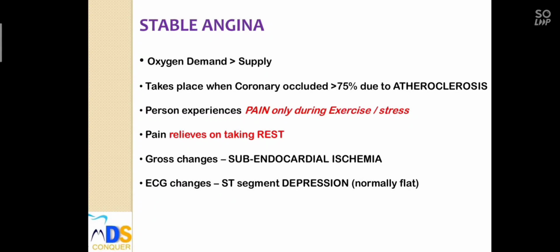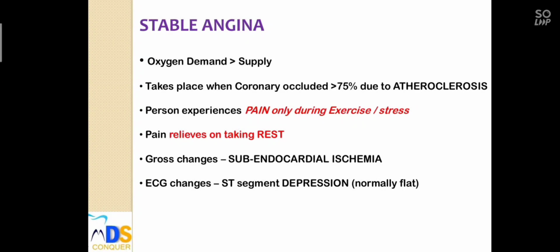Why? Because during exercise or stress, the heart rate increases. When there is an increase in heart rate, the cardiac muscle has to do more work than normal. Because of this, some portion of the heart muscle doesn't receive oxygen properly because of atherosclerosis, and this ischemic region of the heart results in pain in the chest region, and this is called angina. Luckily, this pain relieves on taking rest. This is the important differentiating feature for stable angina compared with other types.